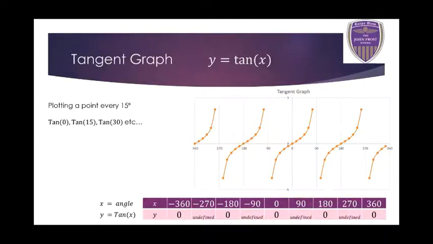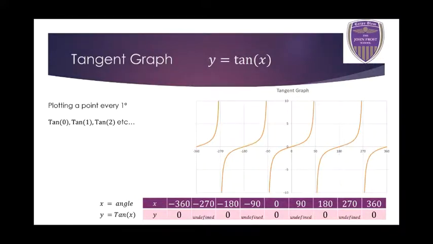So let's have a look at the last graph where we plot a point every 1 degree. And I'm also going to increase the y-axis. So rather than it being from 5 to -5, I'm going to increase it to 10 to -10, okay? So let's have a look at this graph. So here is what the final tangent graph looks like, okay? And hopefully now you can all get a better idea of how we are getting these undefined numbers, okay?